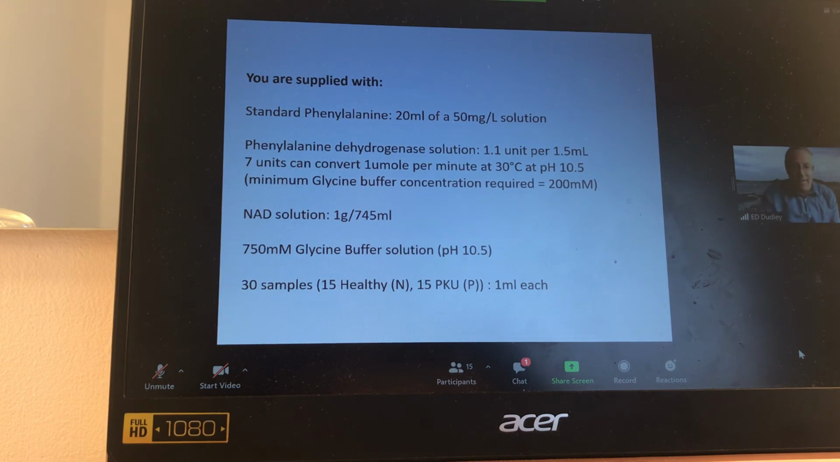We've also got an NAD solution because NAD is the co-substrate, because NAD is converted to NADH, and we've got 1 gram dissolved in 745 ml of water. And we've got some more concentrated glycine buffer, which is concentrated at 750 millimolar. And all these other things are dissolved in water. So we've got 750 millimolar glycine buffer. Okay. So everyone has that information? I'm assuming we're all okay.